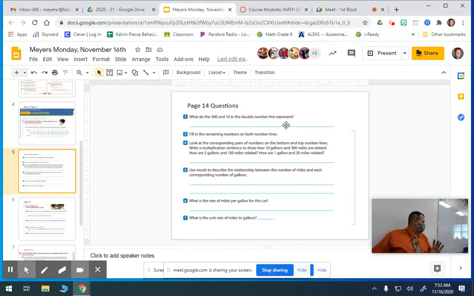It represents the 300 miles and the 10 gallons of gas. So write that down. 300 miles, 10 gallons of gas. Number of miles, number of gallons. That says gallons, believe it or not.